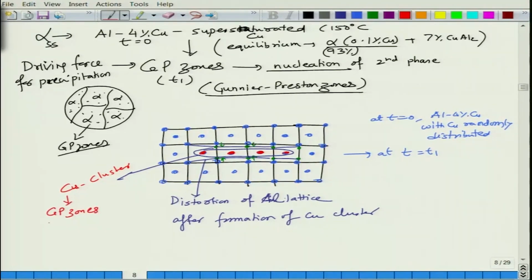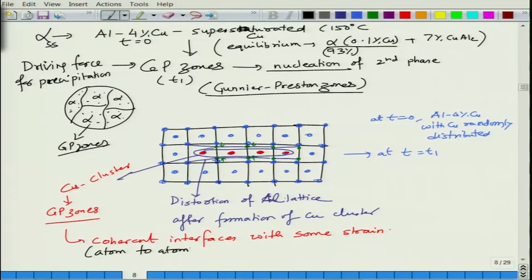GP zones. So they don't break bonds. So you can see there is still atom to atom correspondence. So they make an interface which is a coherent interface, with some strain. Coherent means they still have atom to atom correspondence between aluminum and copper zones.